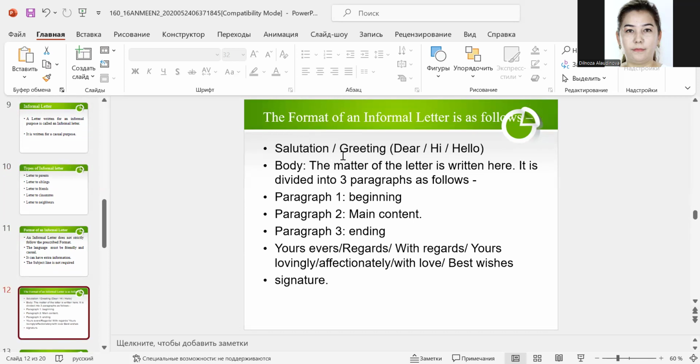Salutation, maybe a greeting: dear, hi, or hello. Body. The matter of this letter is written here. It's divided into 3 paragraphs as follows. First paragraph, beginning. Second paragraph, main content. Third paragraph is ending. And next, yours, regards, with regards, yours lovingly, affectionately, with love, best wishes. And you must sign at the end of the letter.